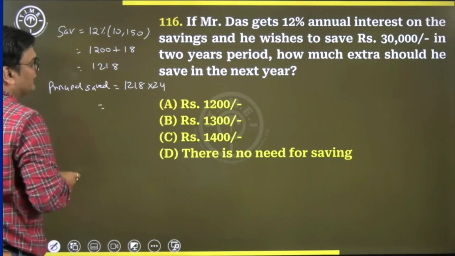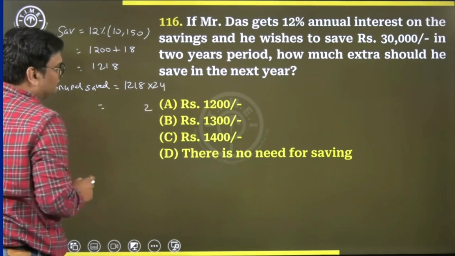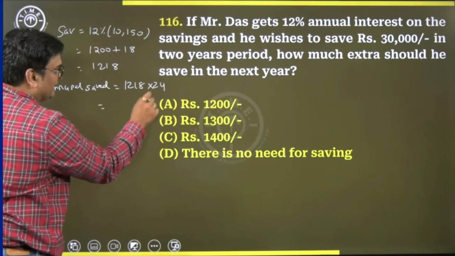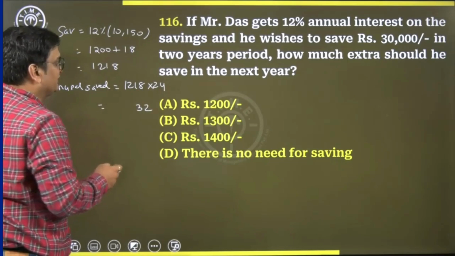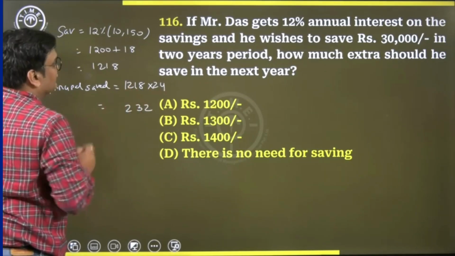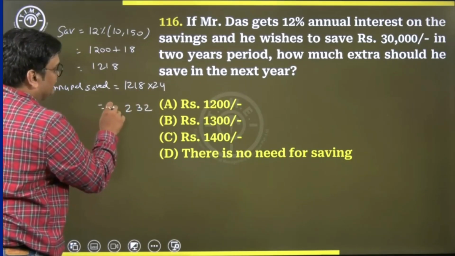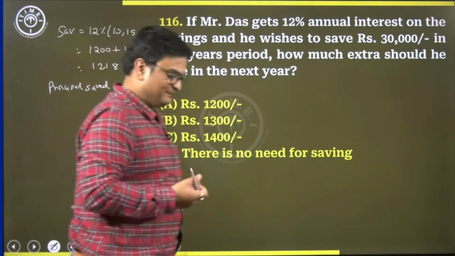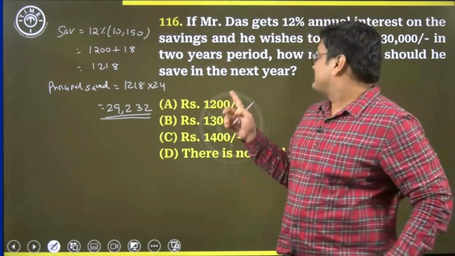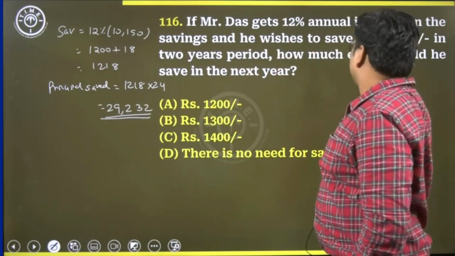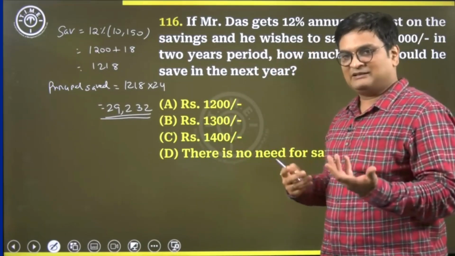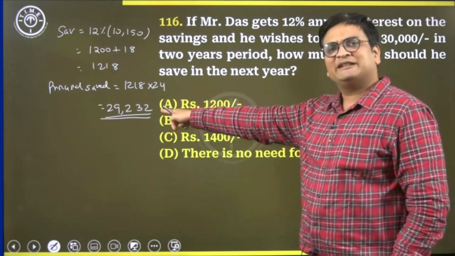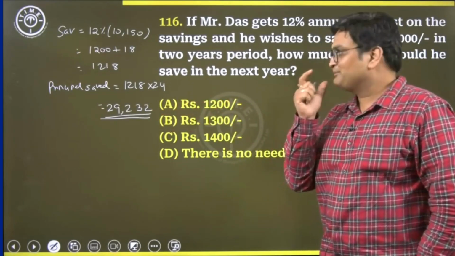So 24 into 8, it's 192, 19 carry. 24 into 1 is 24 and 19, 43, 4 carry. 24 into 2, 48 and 4, 52, 5 carry. 24 into 1, 24 and 5, 29. So 29,232 is already the principal amount. Now his plan is to save 30,000. And if he just continues with this saving plan, whatever he is saving currently, he will be reaching 29,232, and that too only the principal amount.